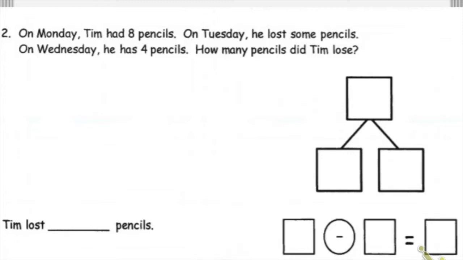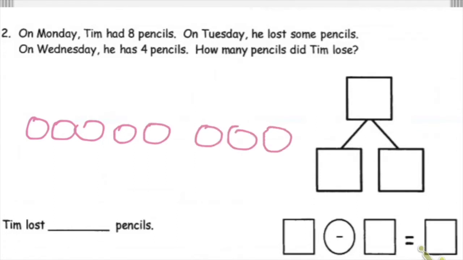So it says, on Monday, Tim had 8 pencils. Can we draw something? Well, yes, we can. We can draw Tim's 8 pencils. So 1, 2, 3, 4, 5, 6, 7, 8. So this is Tim's 8 pencils. On Tuesday, he lost some pencils. Well, we don't know how many he lost. So there's really not anything that we can draw or do to our picture right now.